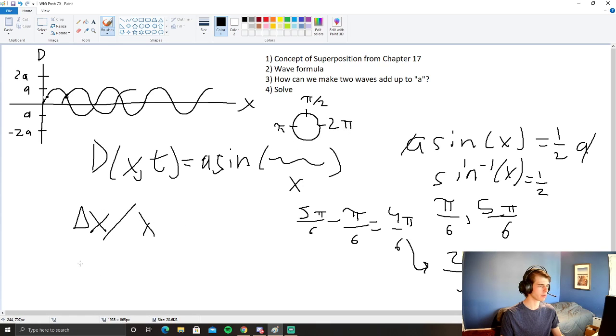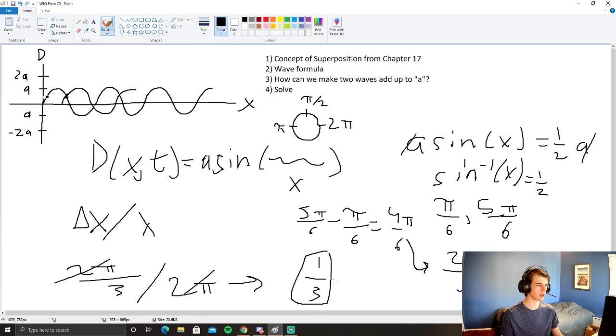So then if we just plug in what we have for our delta x, which is 2 pi over 3, and for our lambda, which is 2 pi, we just get 1/3. And if you want to write that in ratio form, that'd just be 1 to 3.